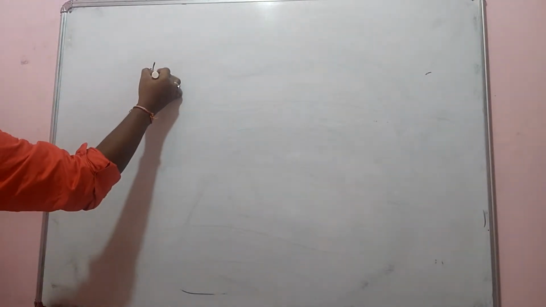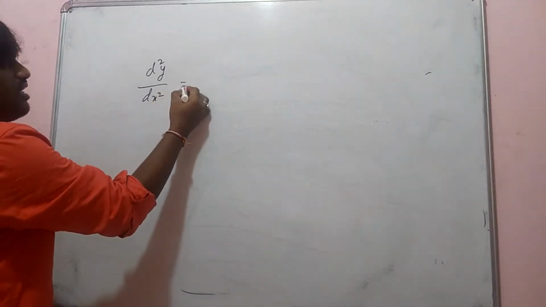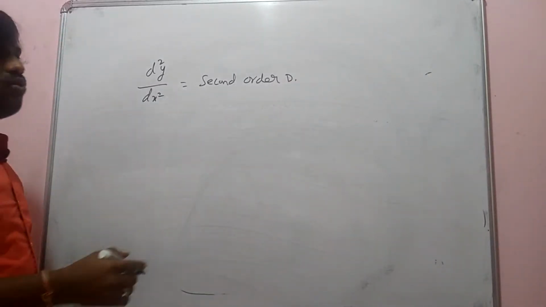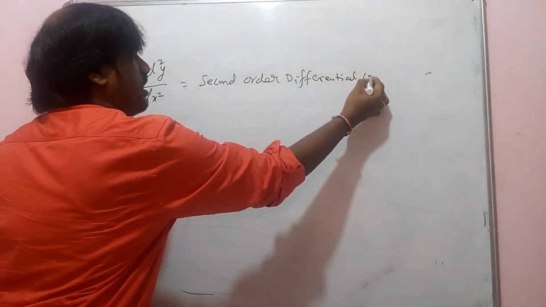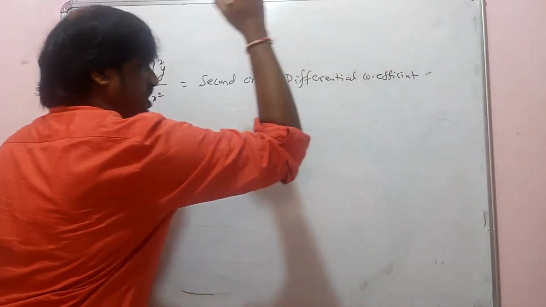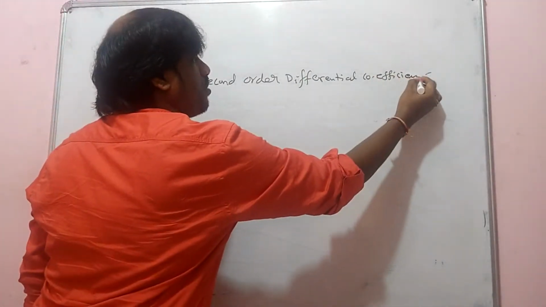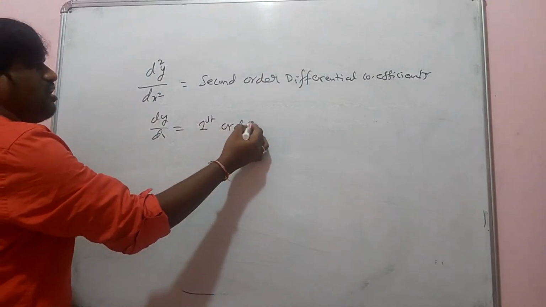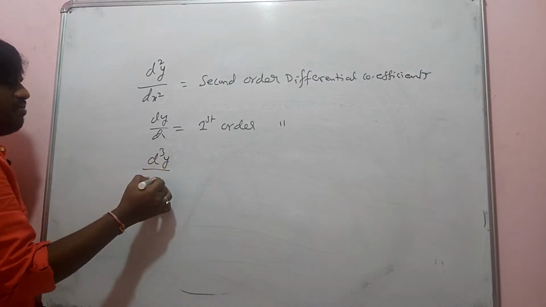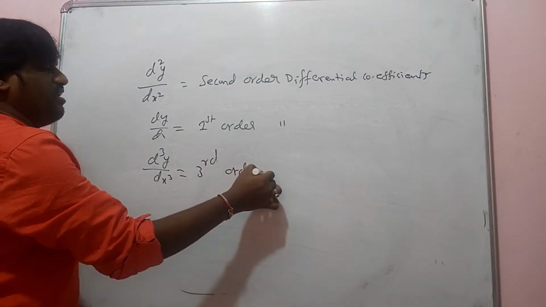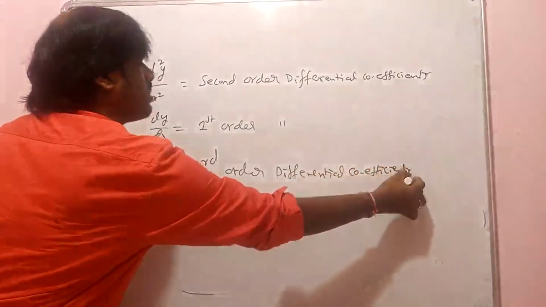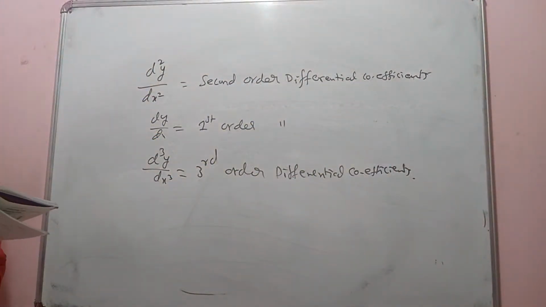Suppose you have d square y by dx square. This is called a second order differential coefficient. See here, the first lecture will be very basic. I'll explain differential coefficients. If you have dy by dx, this is called a first order differential coefficient. If you have d cube y by dx cube, this is called a third order differential coefficient. These are differential coefficients.